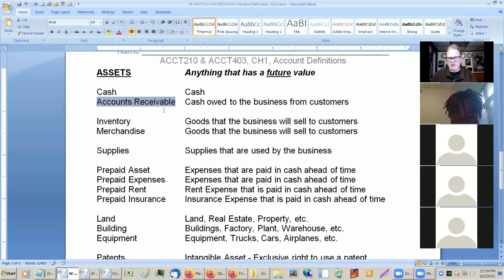And this comes about from when a customer buys something. It could be we did a service. Like if I mowed my neighbor's lawn, he hasn't paid me. It's an accounts receivable. Now, notice there's a future value: when it's paid in cash, cash has a value. So accounts receivable is when somebody owes the business, and you expect to collect it.